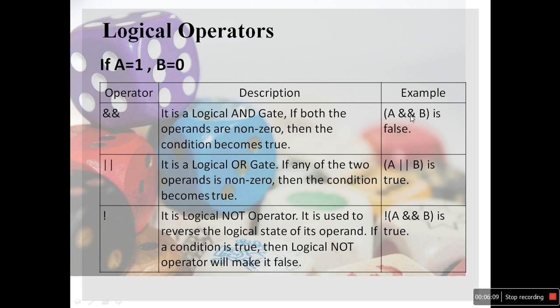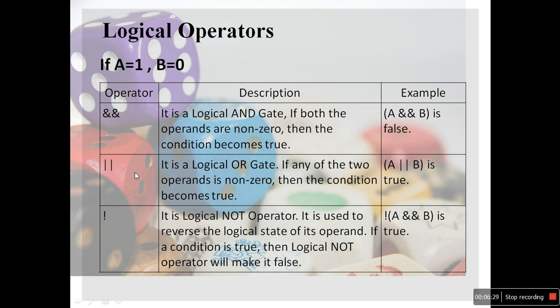A and B are operands and double AND is the operator. So if my number A is 1 and B is 0, if I multiply both, 1 into 0, the answer is 0. Okay. If both operands are non-zero, then the condition becomes true.